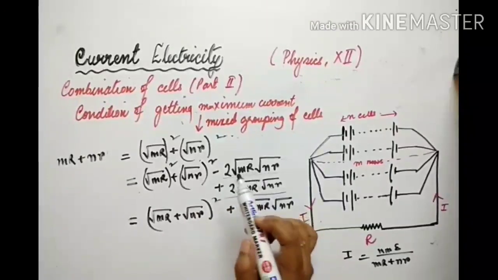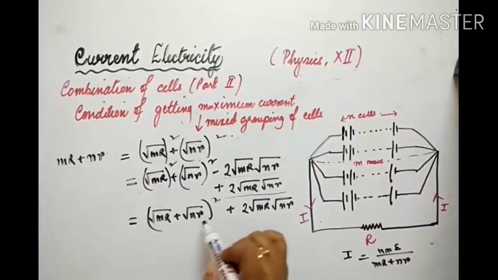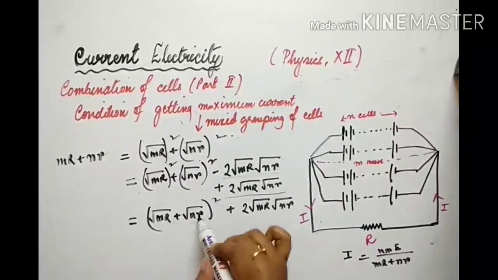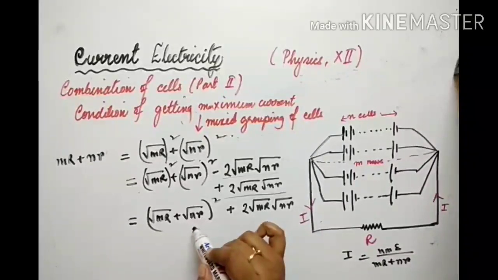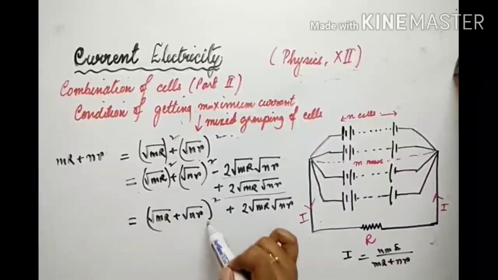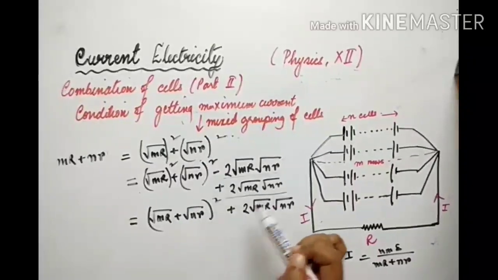This will get adjusted because you think about A plus B whole square. A plus B whole square is A square plus B square plus 2AB. So this is A square, this is B square, and plus 2AB is this one.